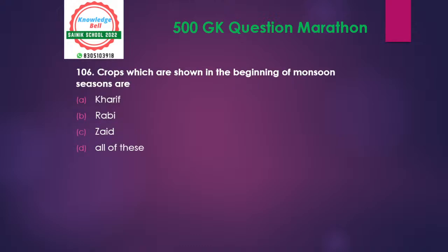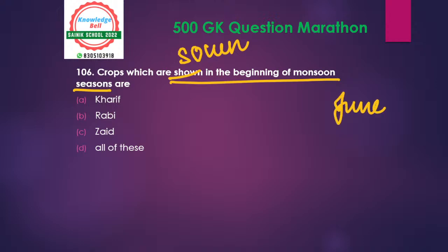Crops which are sown in the beginning of monsoon season. What do we call such crops, which are sown in the beginning of the monsoon season? We sow them somewhere between June and July. What do we call all such kinds of crops?